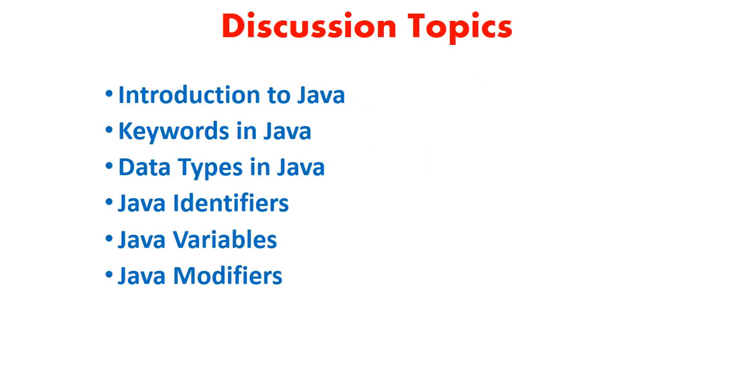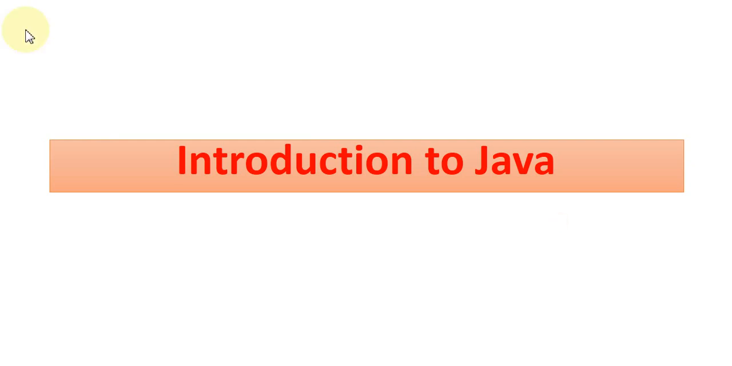Discussion topics. As we said, we have divided into two different parts. In the first part we will discuss introduction to Java, keywords in Java, data types in Java, Java identifiers and Java variables, and lastly we will discuss this. So first of all, introduction to Java.